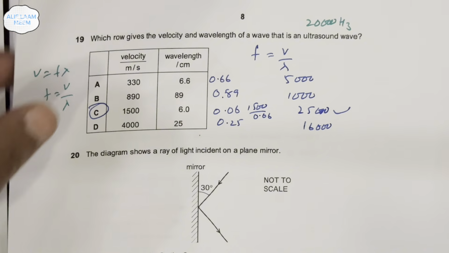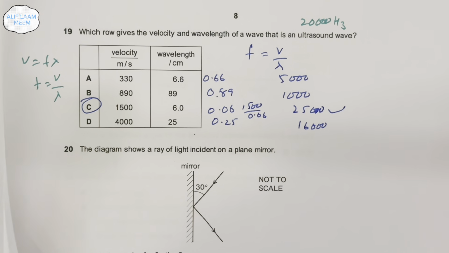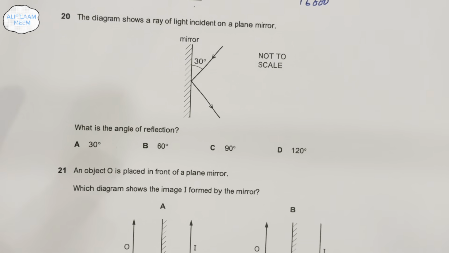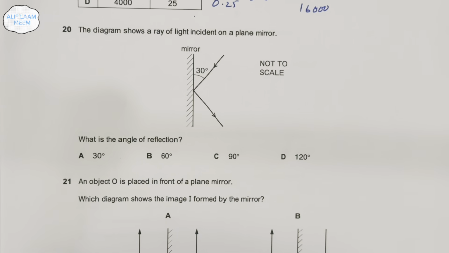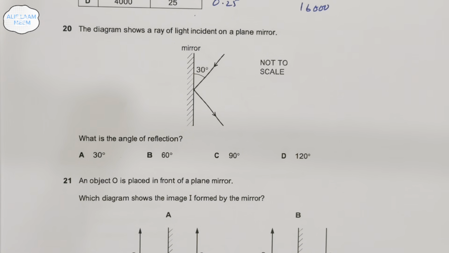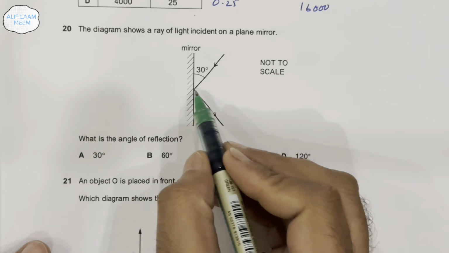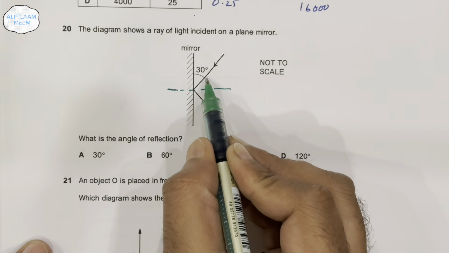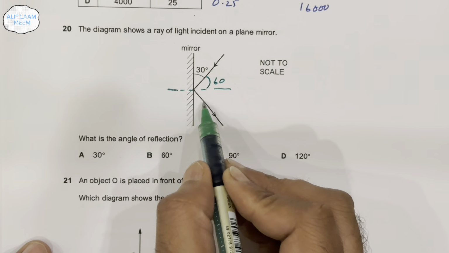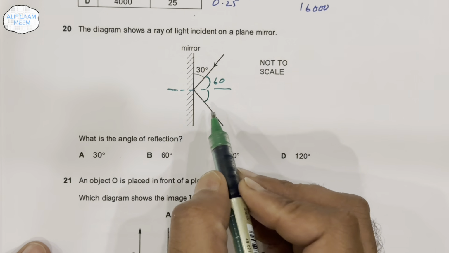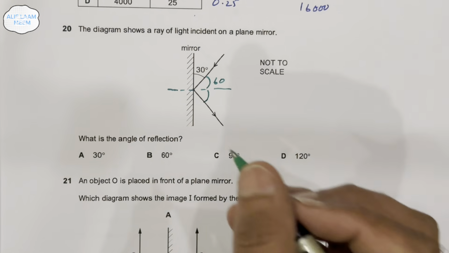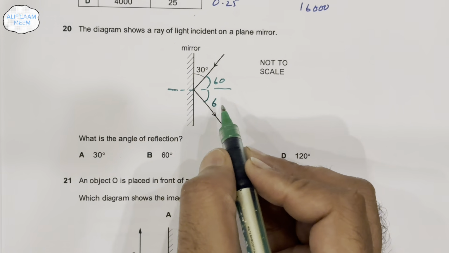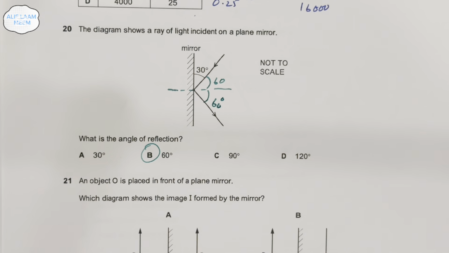Moving to question number 20. Question number 20 again contains a calculation. The diagram shows a ray of light incident on a plane mirror at 30 degrees. What is the angle of reflection? So first you need to draw the normal line and subtract 90 minus 30, it would be 60, and this would also be 60. So the angle of reflection here is 60 degrees, option number B.